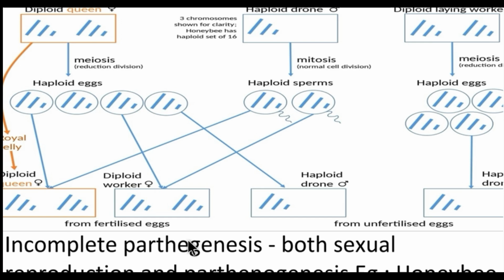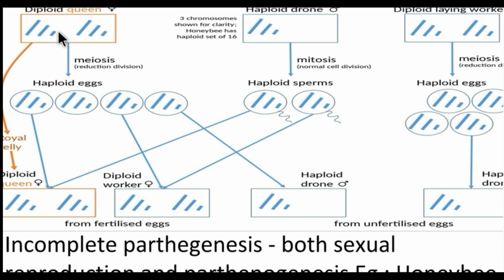Next one is incomplete parthenogenesis. Incomplete parthenogenesis is found in some animals in which both sexual reproduction and parthenogenesis occur. Sexual means involvement of both parents, male and female. Here, two types of reproduction occur. That is called incomplete parthenogenesis. Example: the honeybee. In honeybees, the fertilized egg zygotes develop into queen and workers.